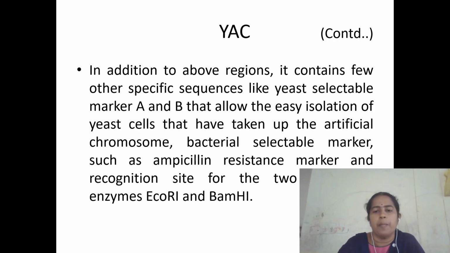Then in addition to the above regions, we need another region that we all know, the selectable markers A and B, that is, a bacterial selectable marker and an artificial chromosome selectable marker. It is an ampicillin resistance marker, and a recognition site for two restriction enzymes, EcoRI and BamHI.